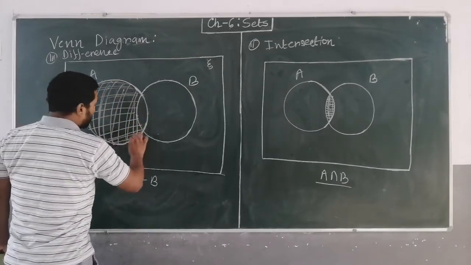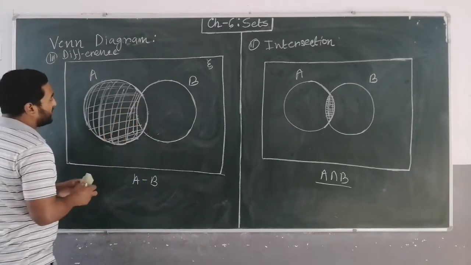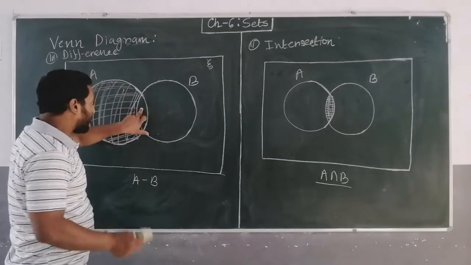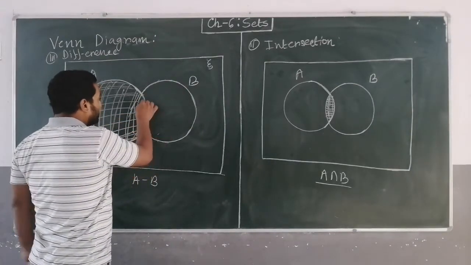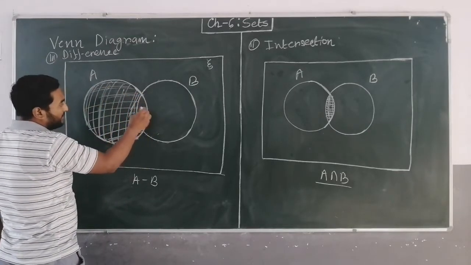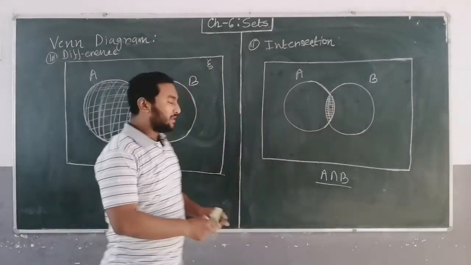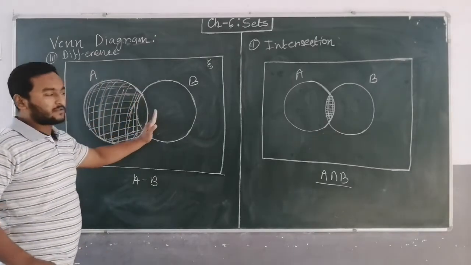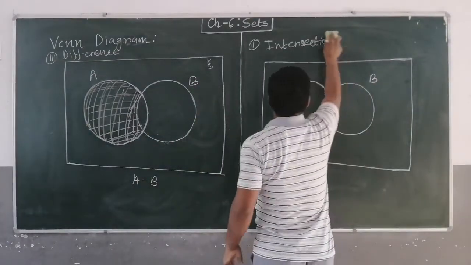So this part is representing A minus B, because this is the part where the element belongs to A only, not to B. If you consider the intersection part, it is the part of A as well as the part of B also. So from A you have to subtract this intersection portion. A intersection B will be excluded from A, then you will get A minus B. Now come to represent B minus A.